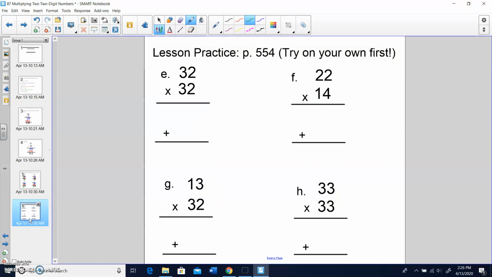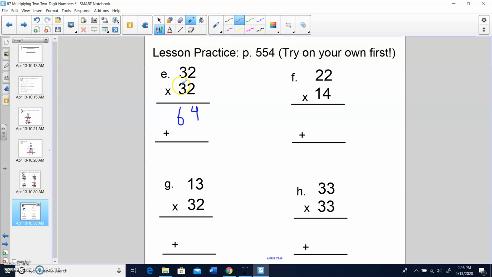Okay, last 4. Go ahead and try E. Okay, 32 times 32. 2 times 2, so 2 times 32. Doing the ones place first, 2 times 2 is 4, 2 times 3 is 6. So I've taken 2 times 32 and got 64.